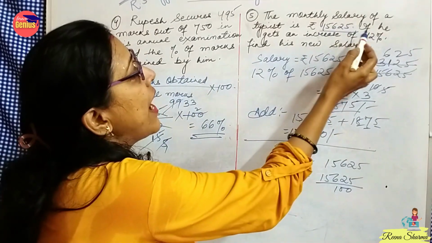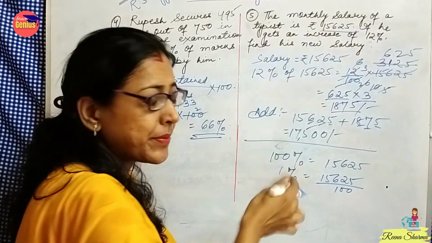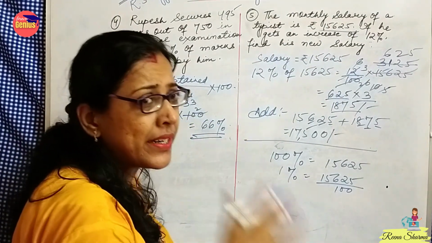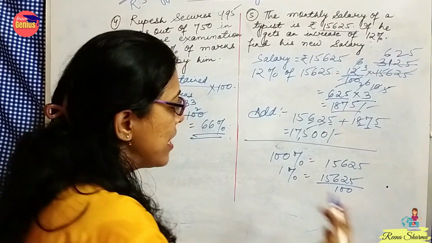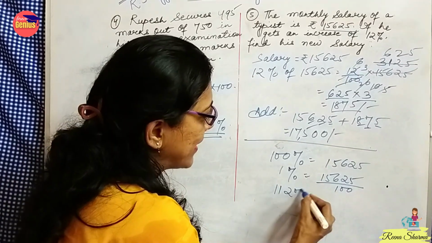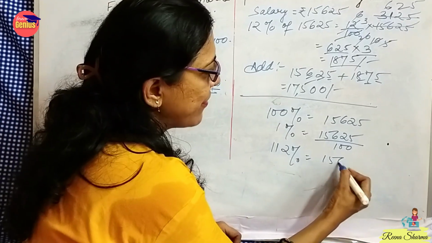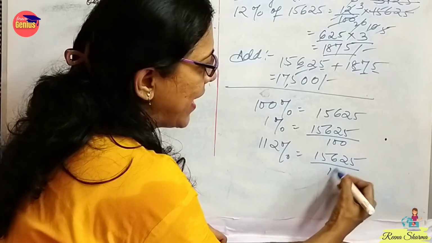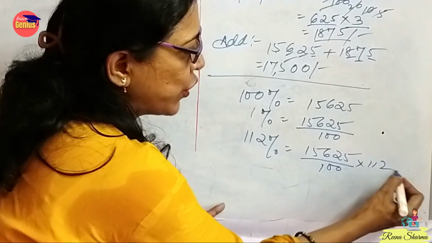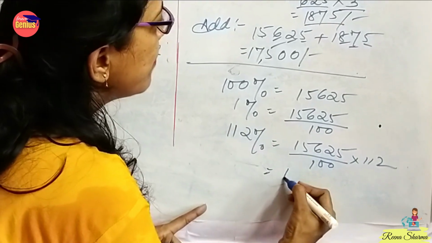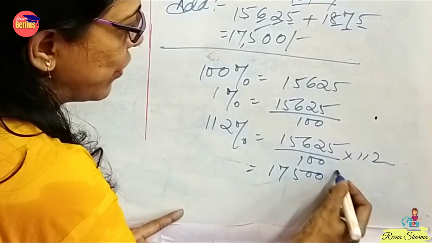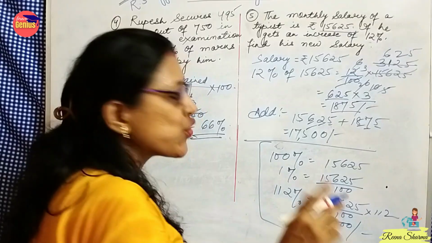Now this is 100 plus 12%. If I add 12% to 100, it is coming to 112. So now 112% is equal to what? 15,625 by 100 into 112. This is equal to 17,500, the answer. So just 2 steps.